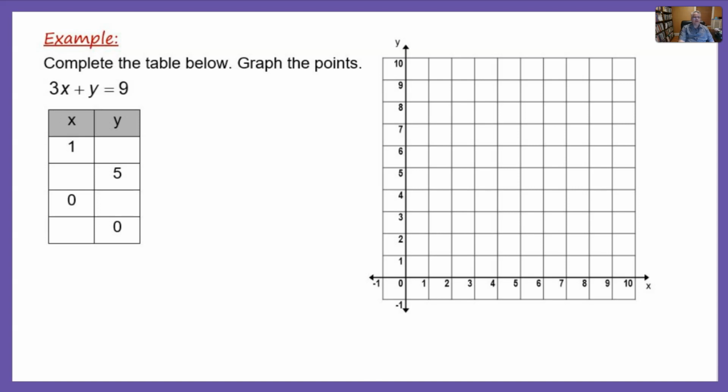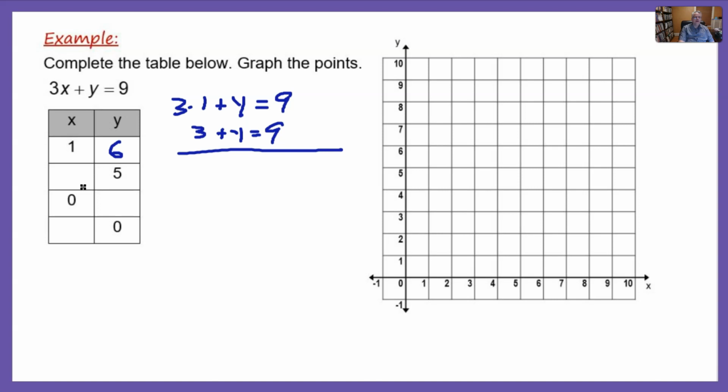On this very last example, we want to complete the table. This is a line in standard form again. A is 3, B is 1. If there's no number multiplying y, we can think of it as 1 times y, and C is 9. So when we complete the table and plot these points, they should line up in a line. So we're going to let x equals 1, and our job is to figure out what y is. So 3 times 1 plus y equals 9. 3 times 1 is 3, so we get 3 plus y equals 9. If we subtract 3 on both sides, we get y equals 6.